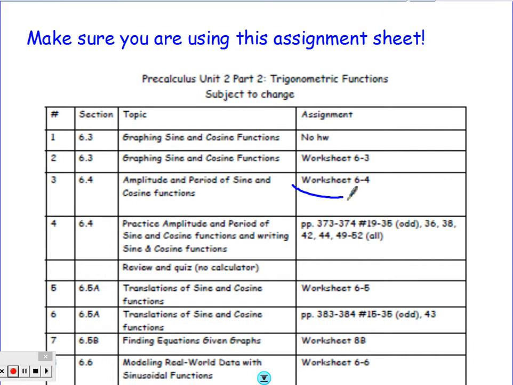Homework assignment for tonight is worksheet 6.4. In your packet, there is a study guide on the front and then the problems on the back. So if you don't understand something from today, you can look at the study guide, and that could potentially help you. Okay, so we're going to talk about amplitude and period of sine and cosine functions today.